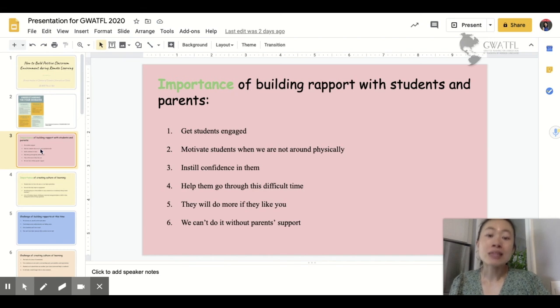The last one is we cannot do it without parent support. So now parents are kind of like the facilitators at home. They are the people who remind the kids to do certain work, who supervise kids, and who reminds kids when they're off task. And teaching is a partnership. Especially at this time, we need to build strongly with parents. So if we don't get parent support, we couldn't do it by ourselves. So those are the 6 important reasons that I think which should urge us to still build a relationship with the kids, with the parents, and the importance, the reasons why we're doing so.